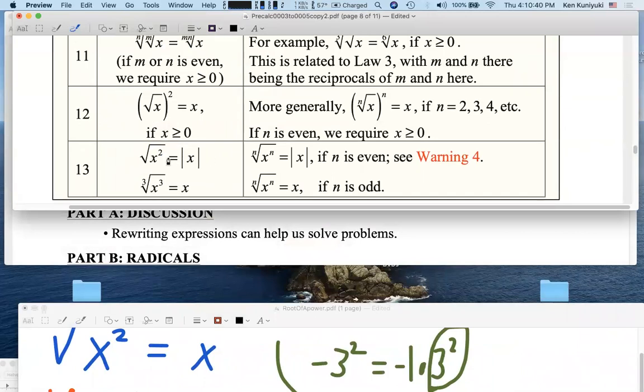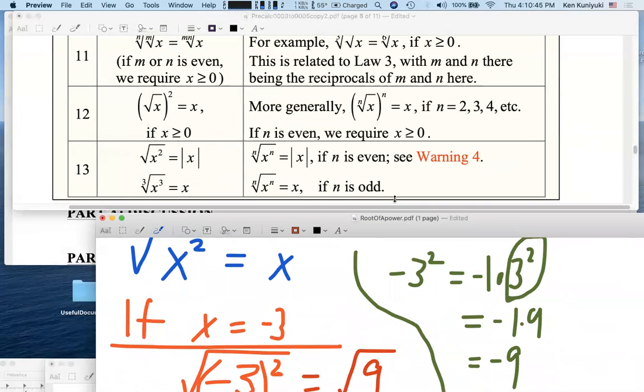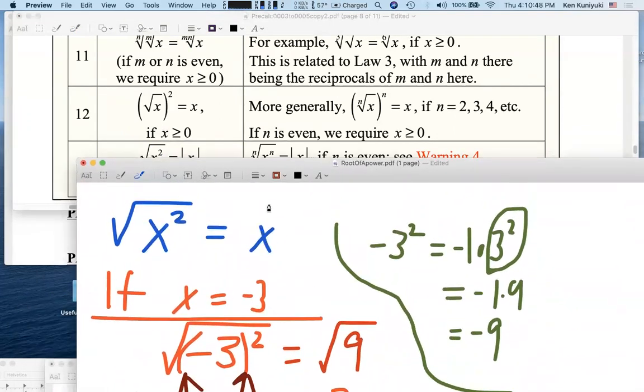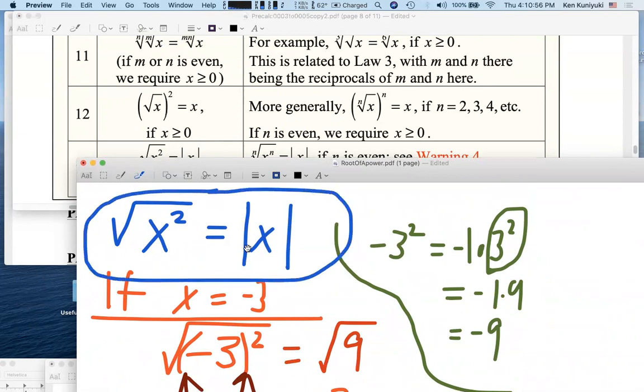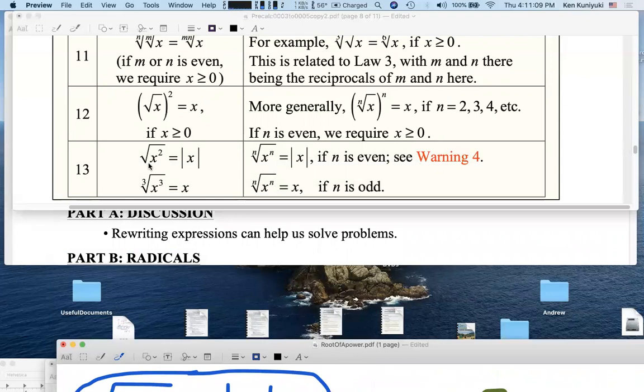Again, the even roots are harder. Okay, the square root of x squared is not x in general. It's true for non-negative values of x, but in general, the square root of x squared is the absolute value of x. If you want this to be true for all real values of x, in general, this here is the absolute value of x, to make sure this is correct for negative values of x as well. So in general, the square root of x squared is the absolute value of x, if you want this to be valid for even the negative values of x.